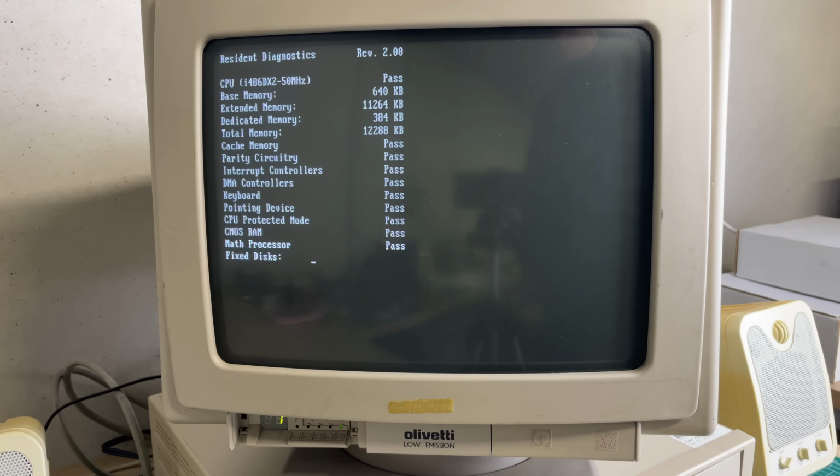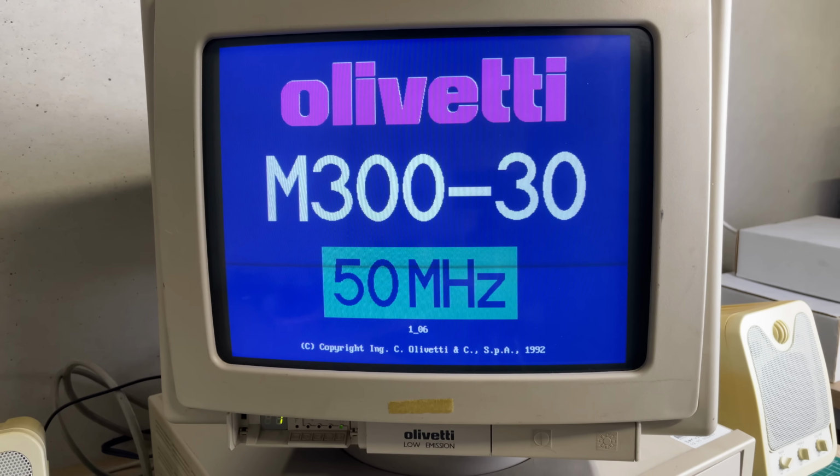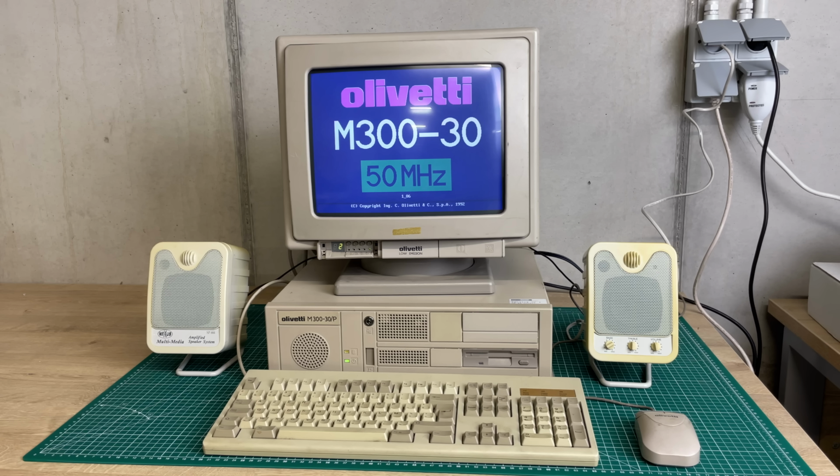Let's see if it finds a fixed disk. You're always hoping for a working fixed disk in a system like this, because this doesn't take just any hard drive. But it has found a fixed disk, also a floppy disk. We are getting a system configuration error, but are greeted with this beautiful Olivetti splash screen.